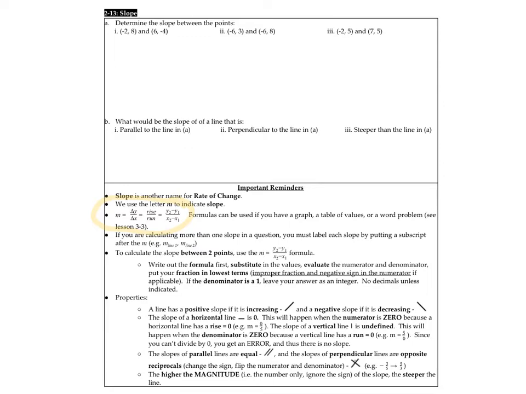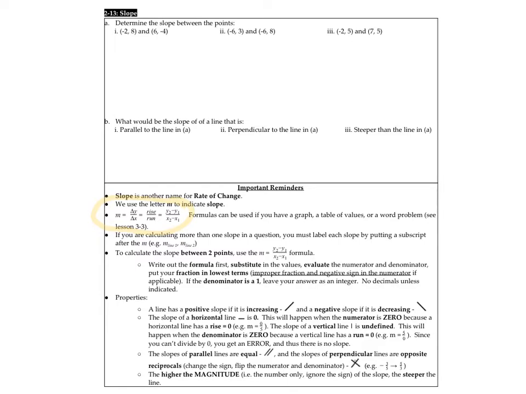Now we're going to look at some examples, and in all of these examples, they are dealing with just 2 points. So they don't involve a real world context or a word problem. They're just 2 points. So the easiest formula to use is this formula, because you'd be using these variables here to substitute the 2 points in.